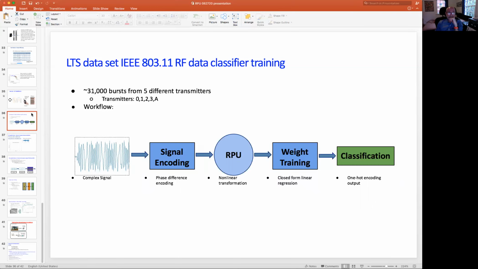And so basically then we take these bursts that are a complex signal, we need to encode them, and we're going to use a phase difference encoding that I'll detail in a minute. We then feed those as time series into the RPU in the FPGA logic fabric. We then compute an output vector, and then that produces a binary vector one-hot classification.